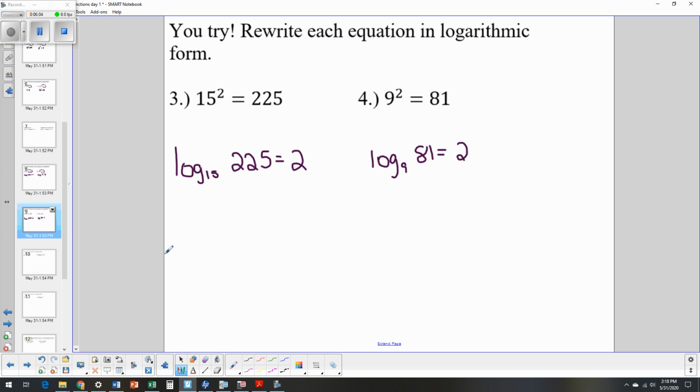All right, so for 3, we should have had log base 15 of 225 equals 2. And for number 4, we should have had log base 9 of 81 equals 2. You could always go back and check, make sure it makes sense, right? 15 squared equals 225. 9 squared equals 81.